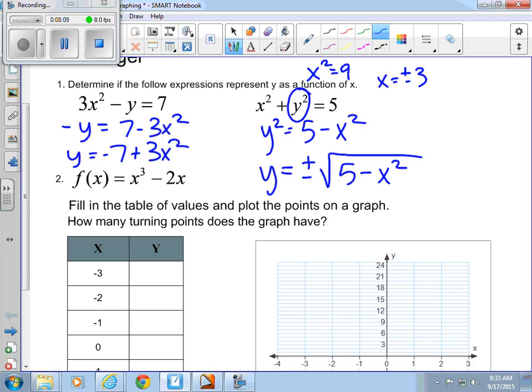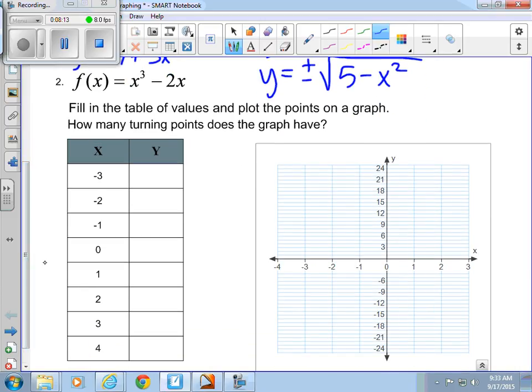Okay, the next question. Fill in the table of values and plot the points on a graph. How many turning points does the graph have? So I'm going to go through and plot these values. I'm going to do it by hand, and then we'll also look at the calculator. If I want to find the y value when x is negative 3, how do I do that? It has a function up there, x cubed minus 2x. Plug it in for x. So negative 3 plugged in for x.